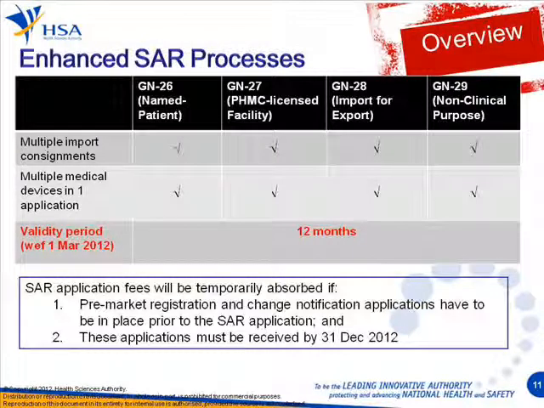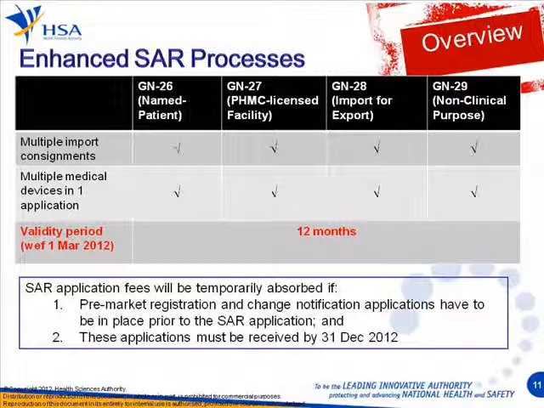In addition to that, we also allow two other enhancements. You can have multiple import consignment basis for all 3. And if you have more than 1 medical device, you don't have to apply for 1 application for each device. You can collate everything and then apply for all these GM routes that are applicable to you. And the validity period, we announced on the 1st of March, that instead of 6 months, we will extend it to 12 months.